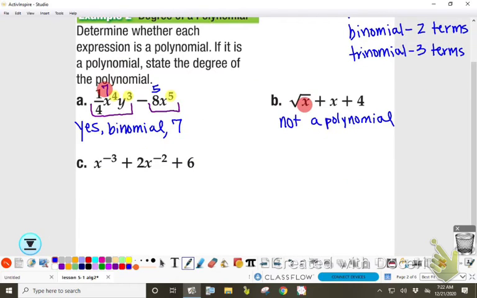Next one, x to the negative 3 plus 2x to the negative 2 plus 6. So again, run through the list. Do you have any variables raised to a negative exponent? Yes, I do, right here. I have there and there, so therefore this is not a polynomial.